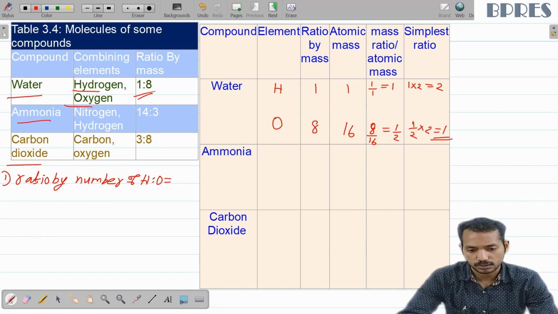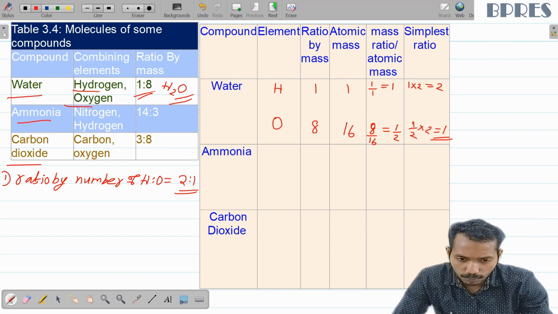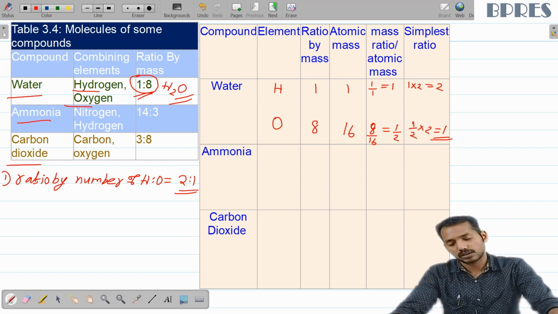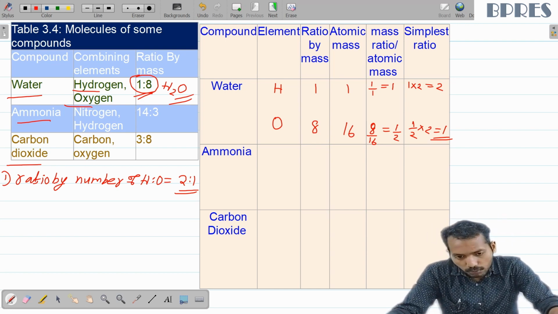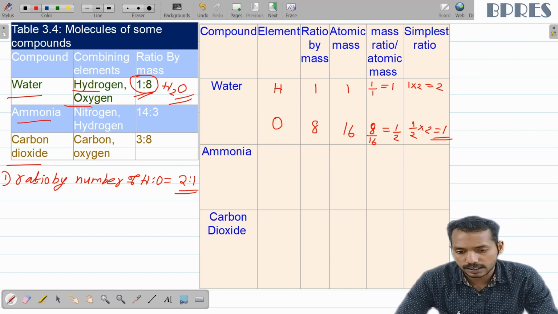So the ratio by number will be 2:1, because we already know that the chemical formula is H2O, 2 hydrogen and 1 oxygen. So if the ratio by mass is given, we can find the ratio by number. Clear? Now the second one, we are taking ammonia.